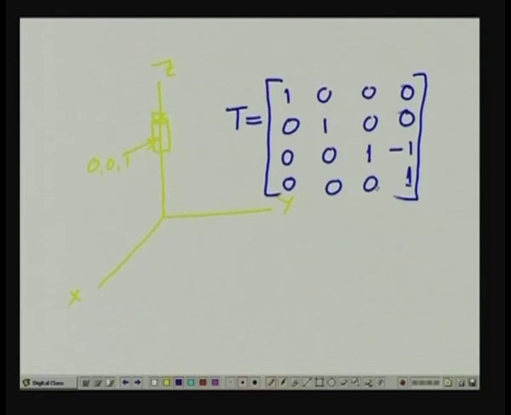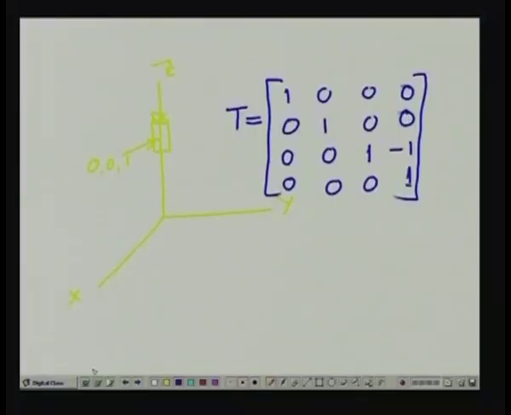Now, after the camera is displaced by the vector 0, 0, 1, the next operation that we have to apply is to pan the camera by an angle of 135 degree. I just forgot to mention that in that arrangement the pan was 135 degree, the tilt was also 135 degree. So, after this initial displacement of the camera by vector 0, 0, 1, we have to apply a pan of 135 degree to this camera.